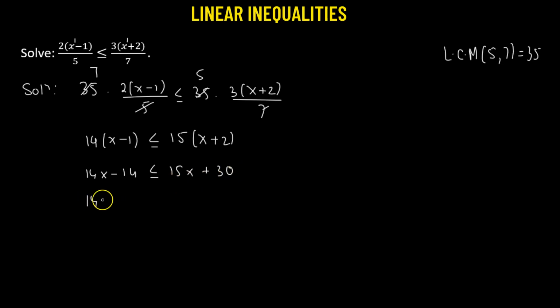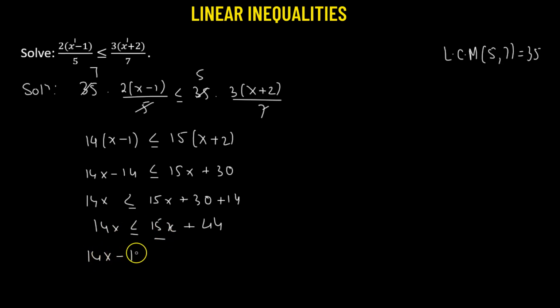What we'll do, we'll take this negative 14 and transpose it to the right hand side, so this will give us 15x plus 30 plus 14. So that means we have 14x is less than or equal to 15x plus 30 plus 14, which is 44. And we'll transpose 15x from the right hand side to the left hand side. So we have 14x minus 15x, which is less than or equal to 44. So 14x minus 15x is negative x, less than or equal to 44.